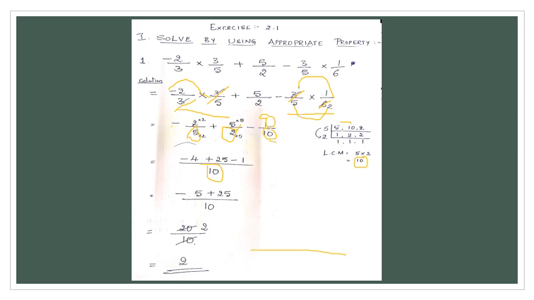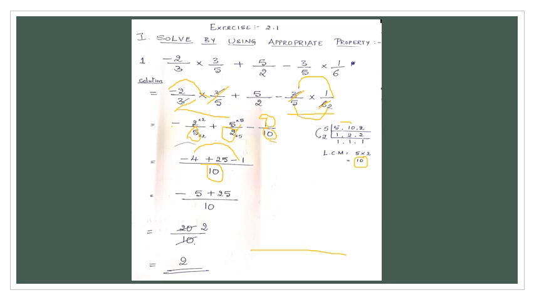Children, here you observe we got the final form as minus 4 plus 25 minus 1 by 10. Now let us group the negative terms. See, minus 4 minus 1 is there. Two negative terms. If in front of any two numbers there are minus signs, we want to add those two numbers. That means if two negative numbers are there, we want to add the numbers.